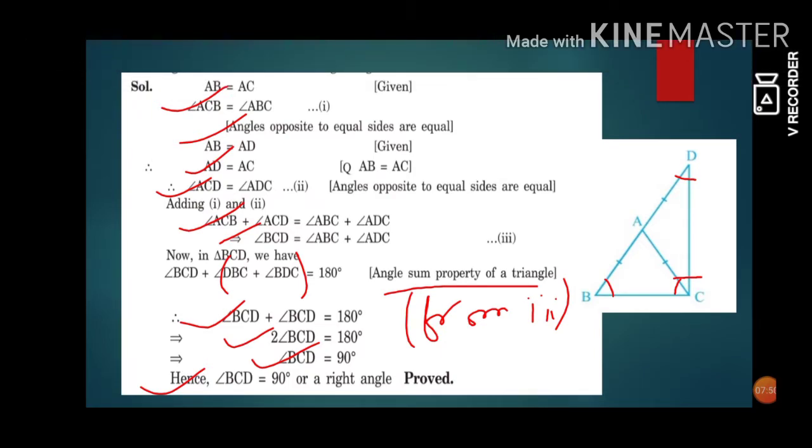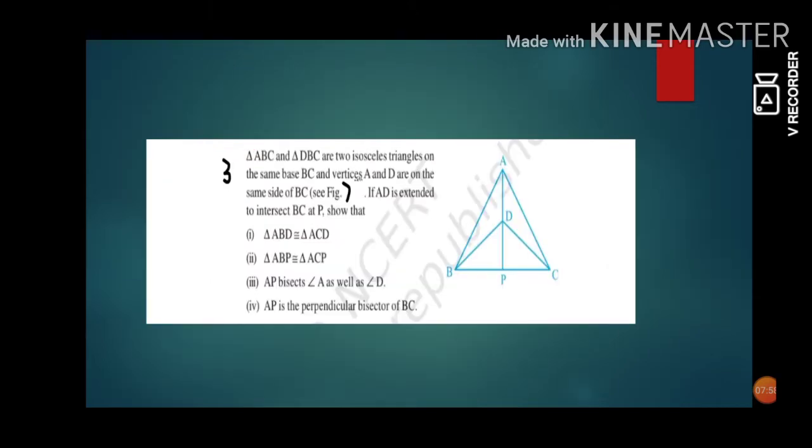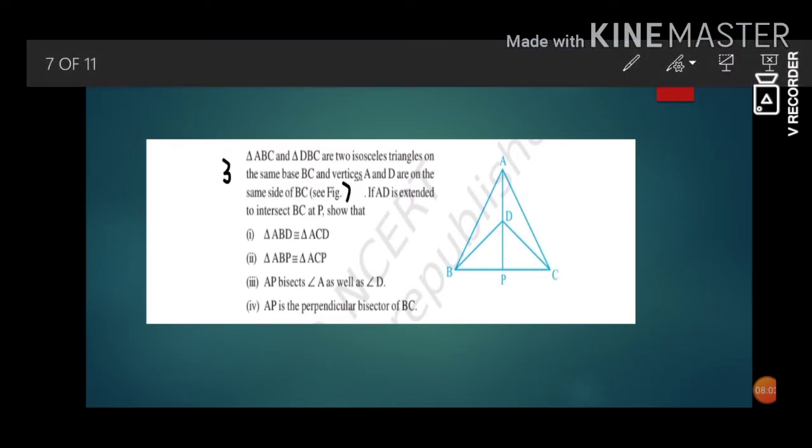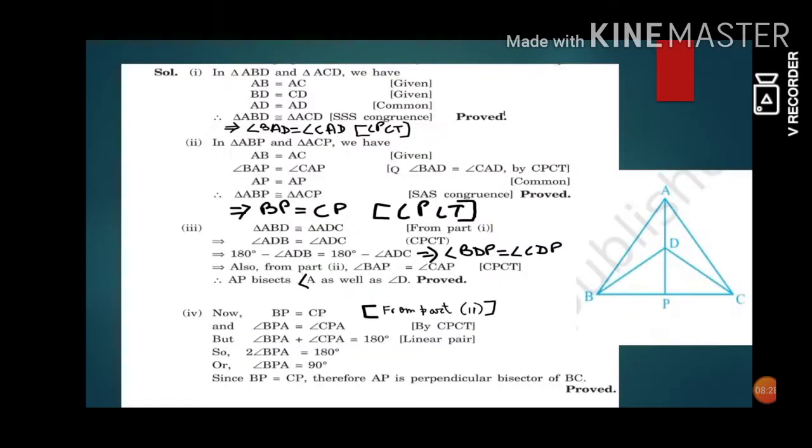So this is how the 2 questions of 4 mark sums are completed. Now let us move to the third question. In the third question it is given the triangles ABC and DBC are isosceles triangles with the same base BC. So AB and AC are equal, BD and DC are equal, since both the triangles are isosceles. If AD is extended and intersects BC at P, show the following 4 subparts.